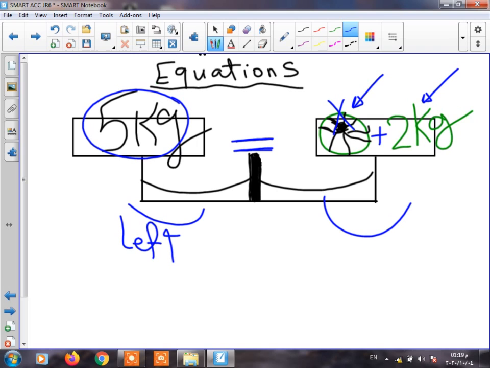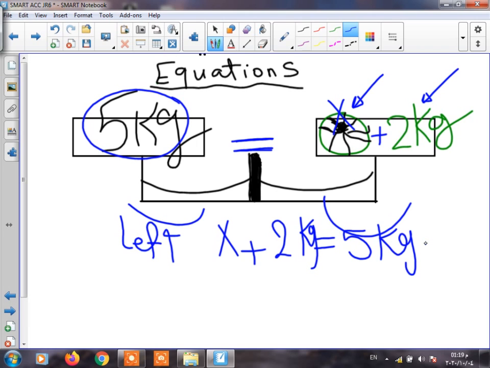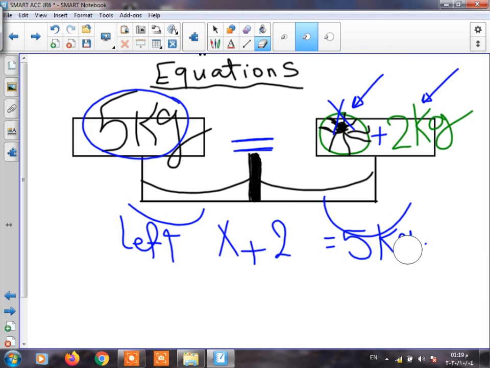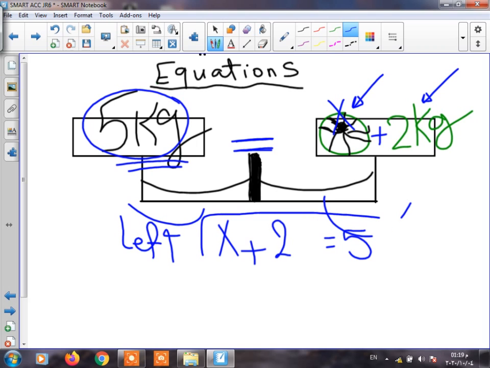That means I will cancel the weight of the watermelon and write x kilograms plus 2 kilograms. It must be equal to 5 kilograms. This is called the equation. So if I have x plus 2 equals 5, this is called the equation. So the weight of the watermelon plus the 2 kilograms must equal 5 kilograms. So this is called an equation.